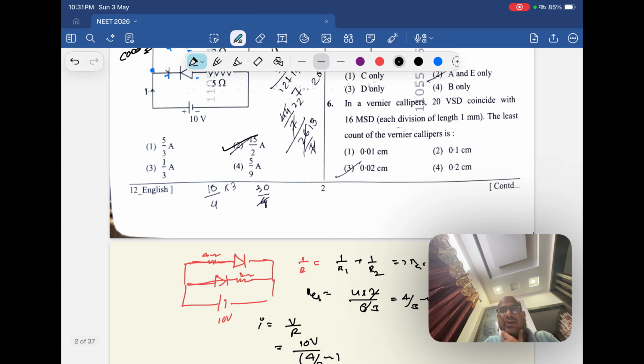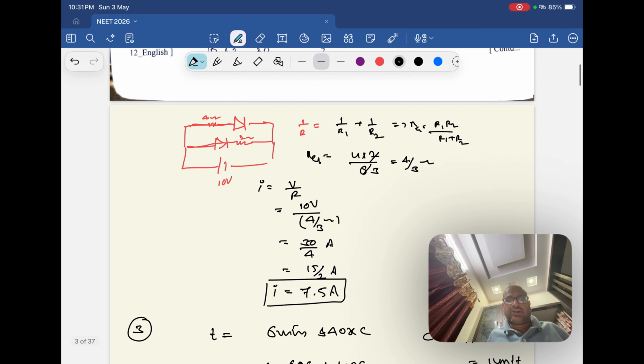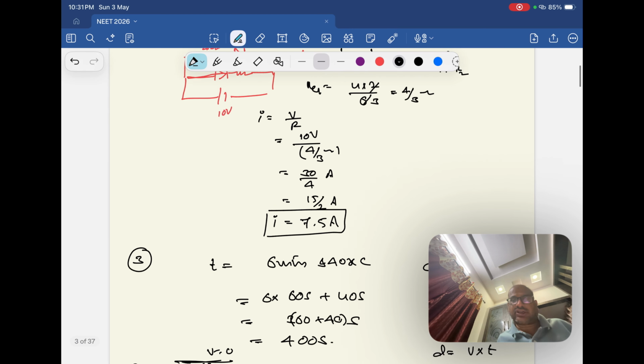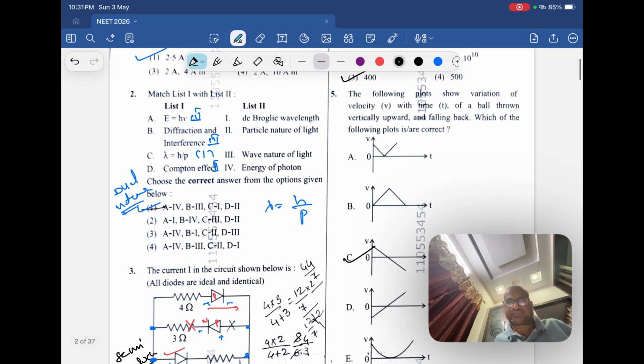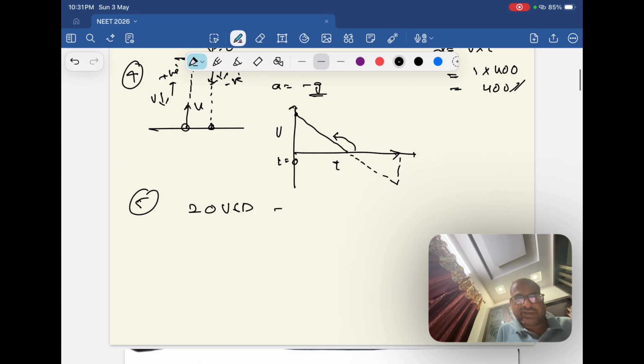Next question, again on units and dimensions, measurement errors. In a vernier calipers, 20 vernier scale divisions coincide with 16 main scale divisions. Each division of the main scale is 1 millimeter. What is the least count of the vernier calipers? 20 vernier scale divisions coincide with 16 main scale divisions, so this is not a standard vernier calipers. So he has given 20 vernier scale divisions, right? 20 vernier scale divisions coinciding with 16 main scale divisions. Okay, no issue.